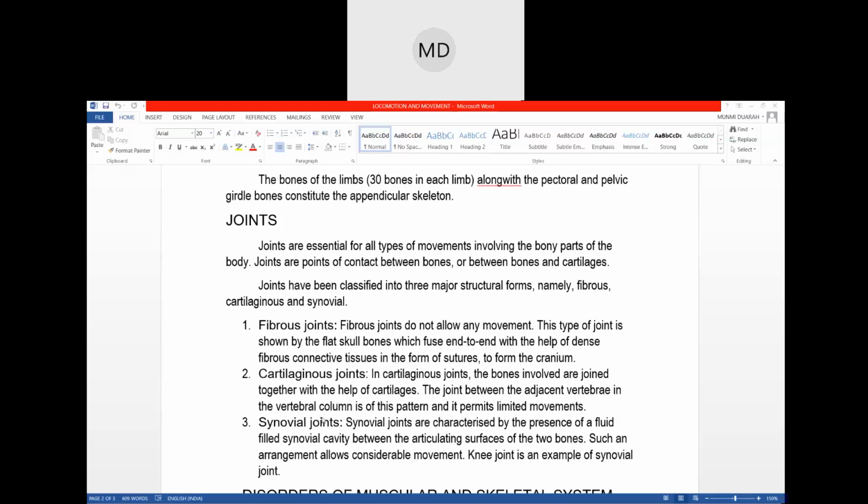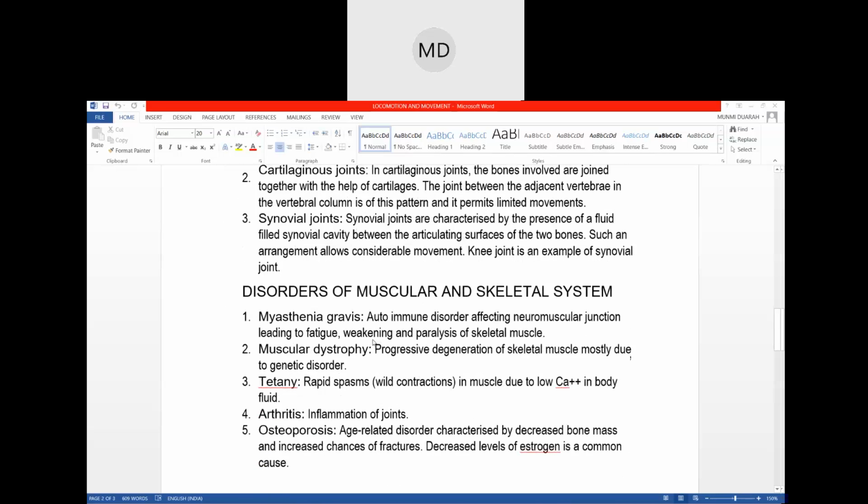And this type of joint allows a little bit more movement. An example is the knee joint. A cartilaginous joint example is the joints in the vertebral column. And a fibrous joint example is in the skull region.